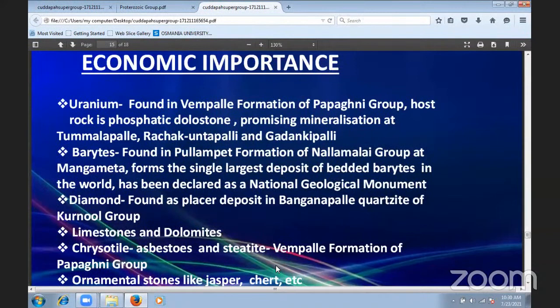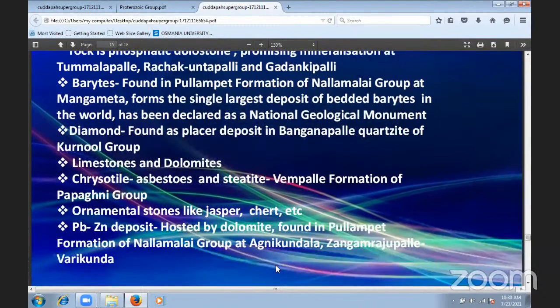And the diamonds are found as placer deposits in the Banganapalle quartzite of the Kurnool group, limestone and dolomites, chrysotile asbestos, steatite, Vempalle formations from the Papaghni group, and ornamental stones like jasper, jet, etc. Lead-zinc deposits are hosted in dolomite in the Pulivendla formation.